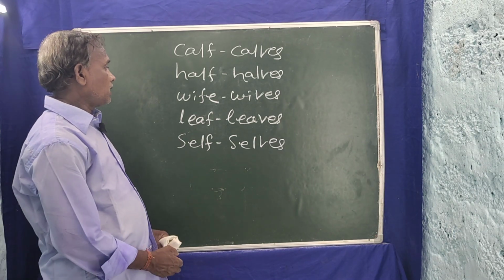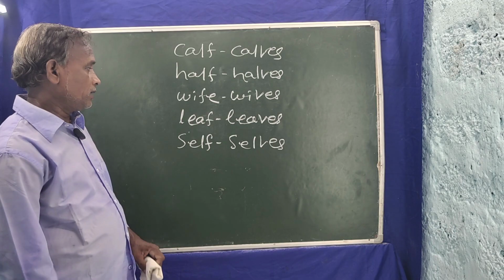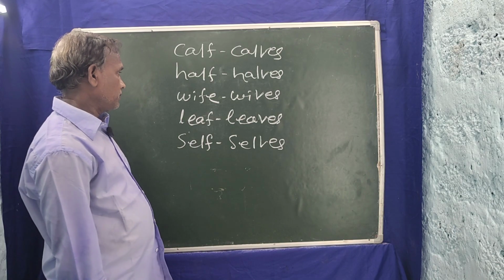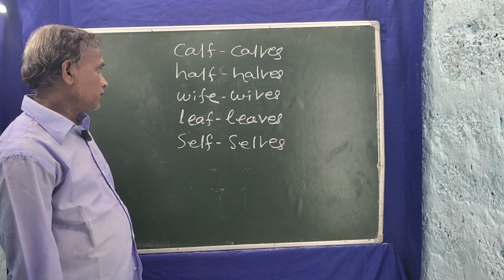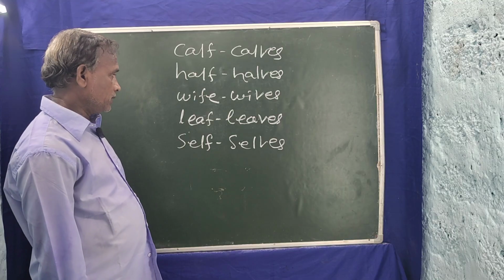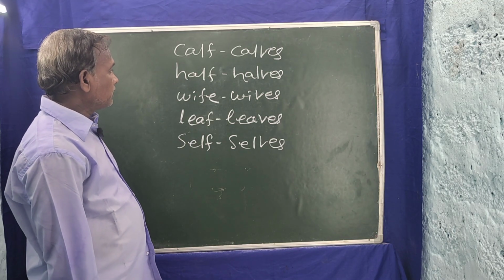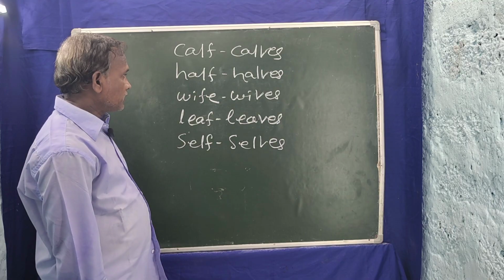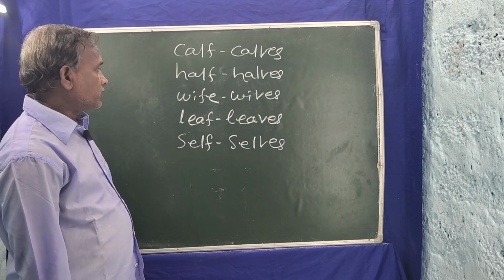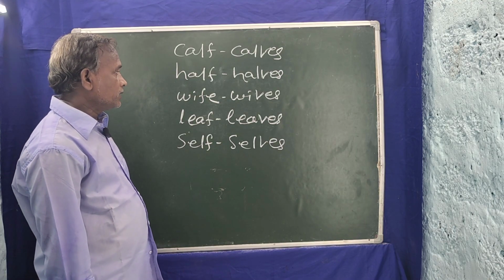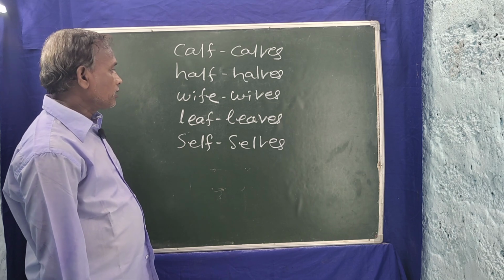Calves, halves, wives, leaves, shapes. For the nouns that end in f or fe, when they are changed into plural, in this type VES replaces f or fe.